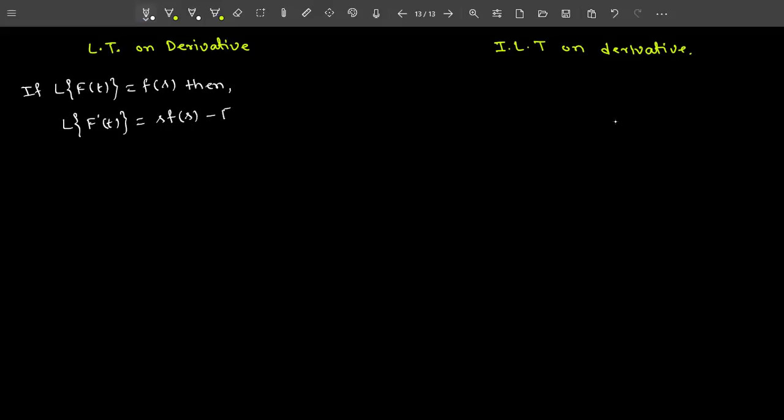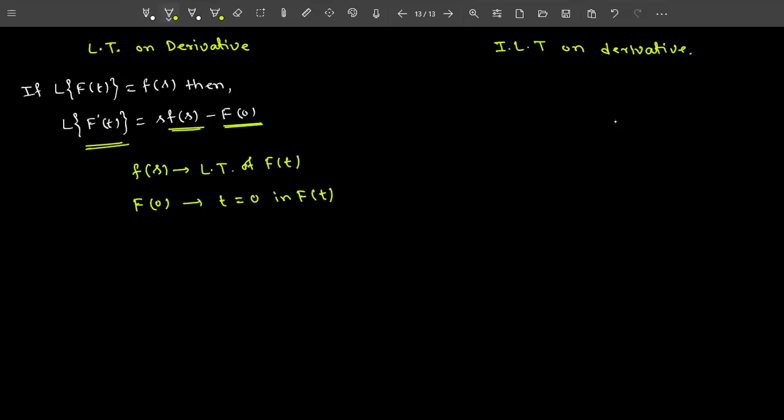minus f(0). Here you can see that this F(s) is capital F, but this f(0) is small f. F(s) means the Laplace transform of f(t), but f(0) means you have to put t equals 0 in f(t). Clear? This is the difference. So s F(s) minus f(0). Clear? But this is only a single derivative.